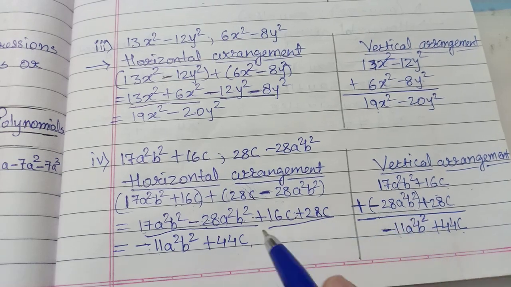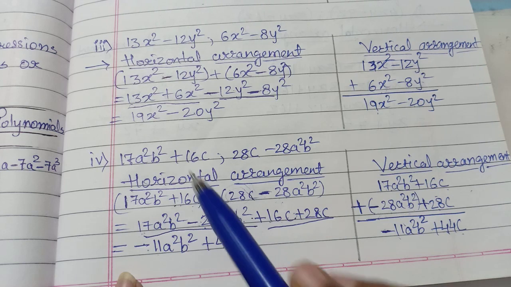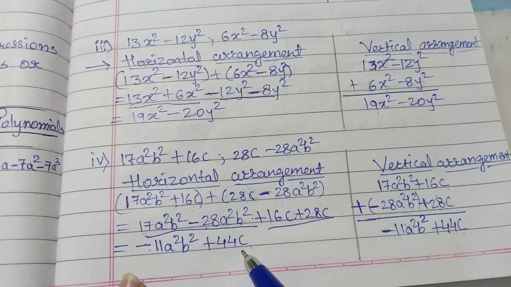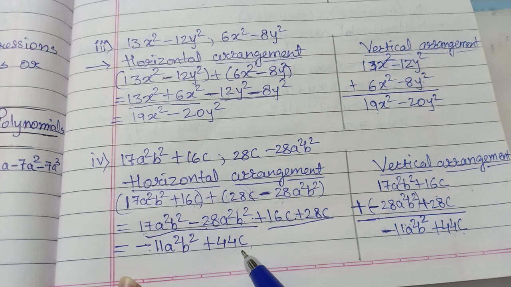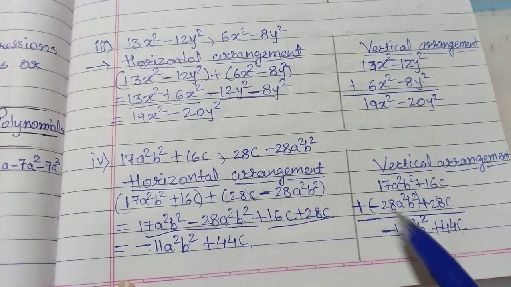Do the calculation 2 times so you can cross check your answer. No doubt that you will get the same answer, in vertical arrangement and also in horizontal arrangement. But do the calculation 2 times so that you can cross check your answer.